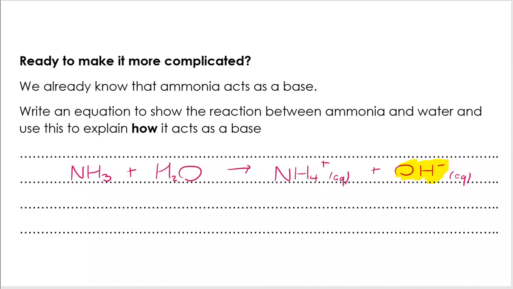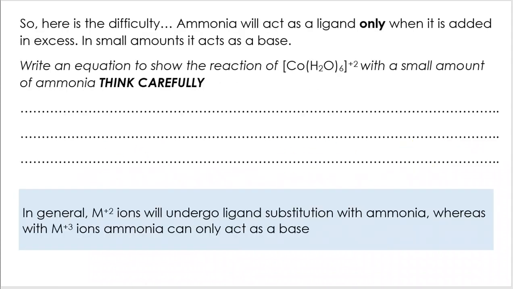And this actually adds a little bit of complexity to some of the complexes and some of the complex reactions that we are going to look at. So if ammonia can act as a ligand, it will only do that if you add it in excess. If you add it in small amounts, it acts as a base. So, what would it look like? Think really carefully about this. What would the equation be if I added a small amount of ammonia?